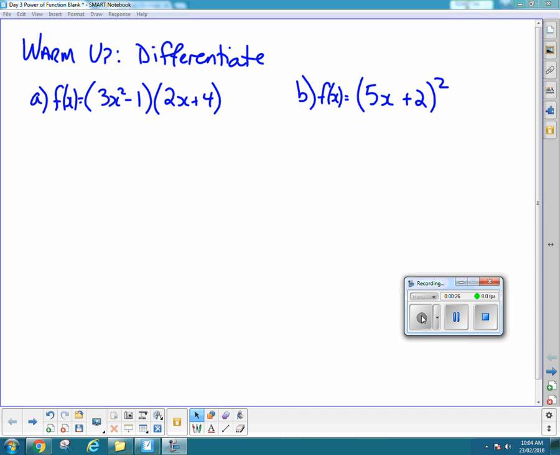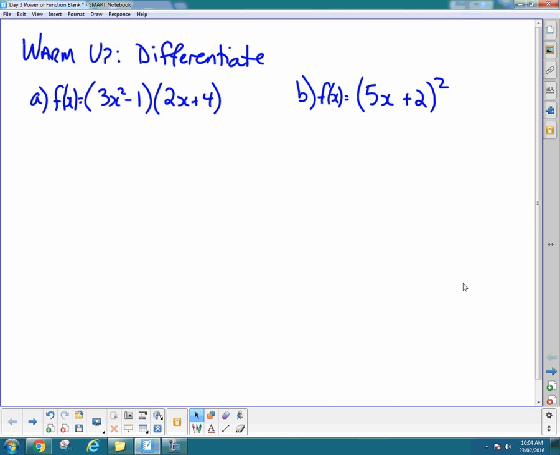Okay, hopefully you've had a chance to try these. We'll take them up and make sure that we're comfortable with yesterday's rule before moving on to today's. So the product rule tells us that we're going to take the derivative of the first times the second plus the derivative of the second times the first. So if I'm going to go off and differentiate this, I need to take the derivative of the first. That's the first. So the derivative of that is just 6x. The 1, of course, disappears. Times the second as is.